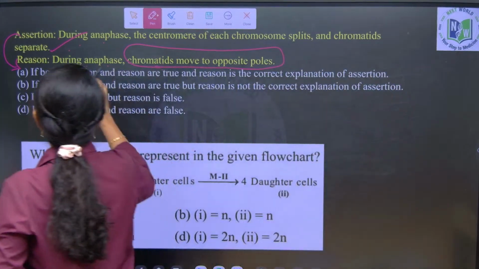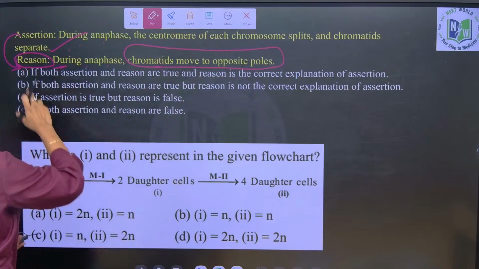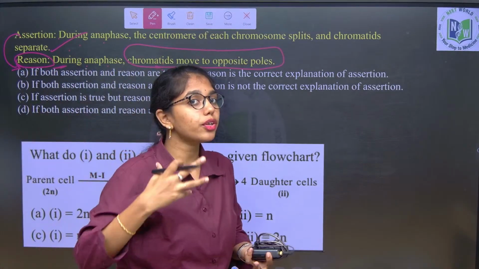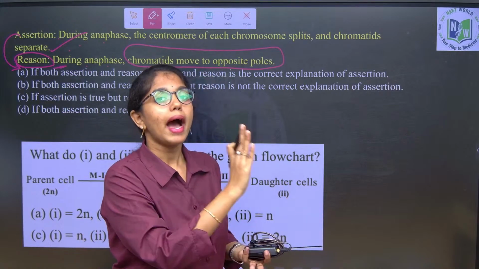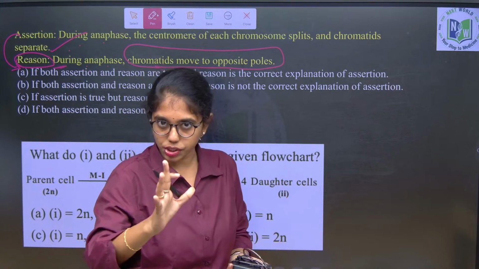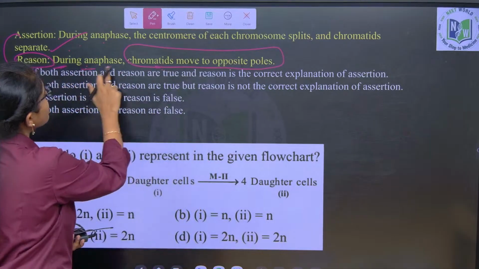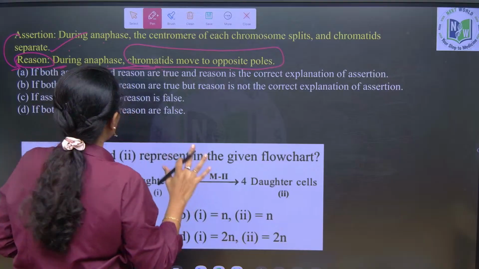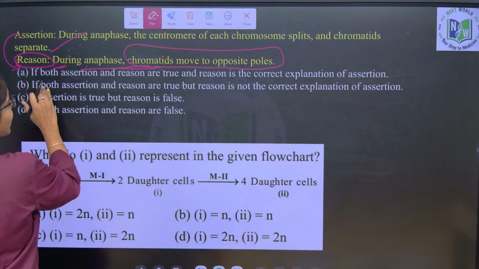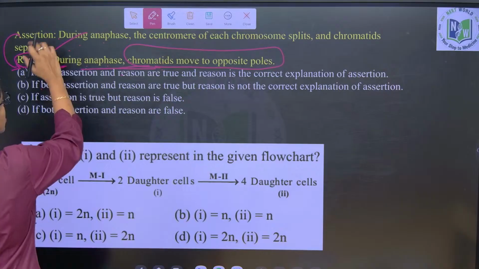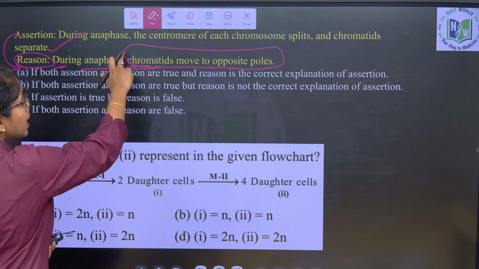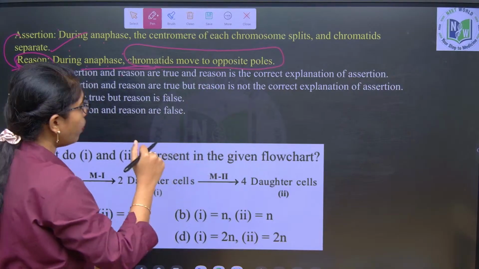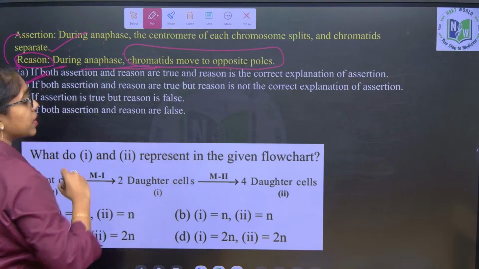So here if there is an explanation given about spindle fibers or asters on how the chromatids are moving to opposite poles, then you have to choose that the reason is explaining the assertion. Here he just gave a statement that chromatids move to opposite poles, so we are not going to choose that. Here we have to go with: both assertion and reason are true, but the reason is not explaining the assertion. Reason is not explaining why chromatids are separating and moving to opposite poles. So here we have to go with option B.